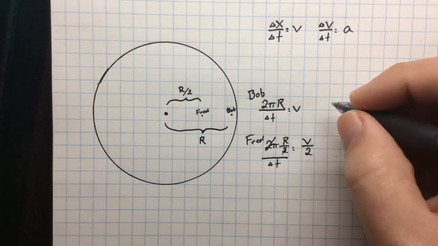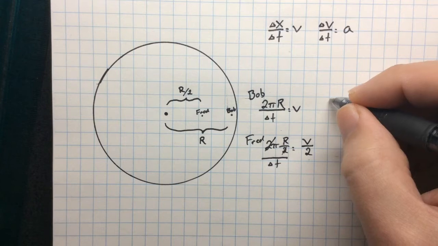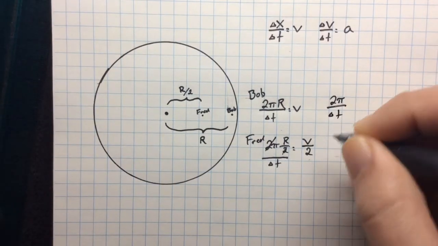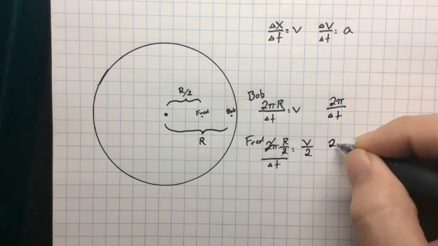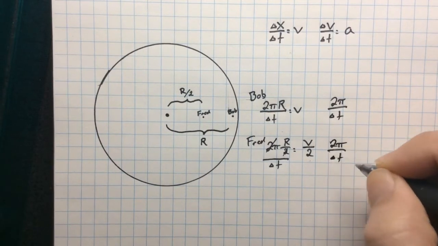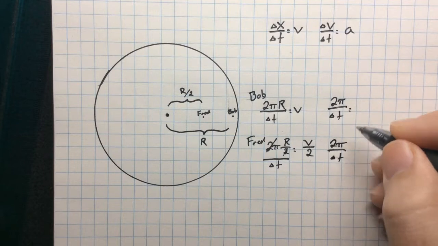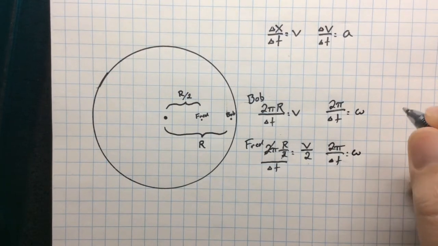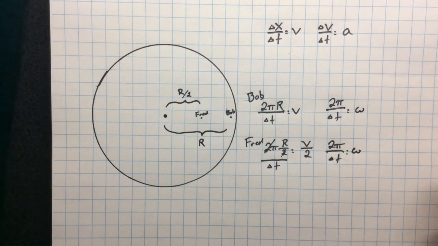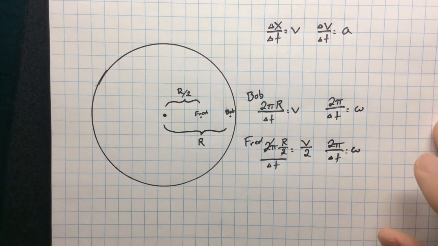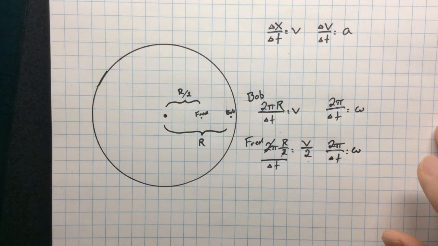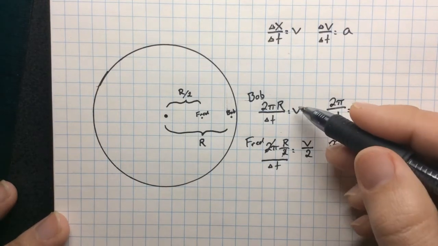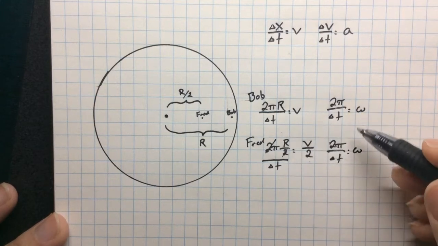Now if you wanted to consider the amount of angles that they go, well, Bob goes through an angle of 2 pi in a certain amount of time taken. Fred also goes through an angle of 2 pi in a certain amount of time taken. So these two things are the same, and we call this the angular velocity omega. So they would have the same angular velocity. Looking at the relationship here, if we wanted to talk about Bob or Fred, we'd have to talk about their actual tangential velocity or their angular velocity.